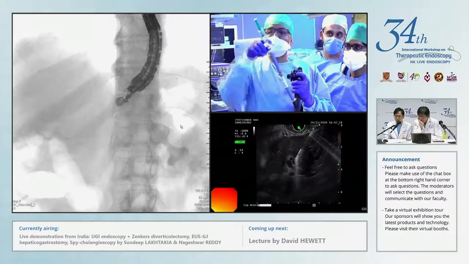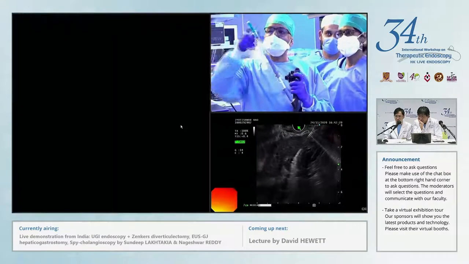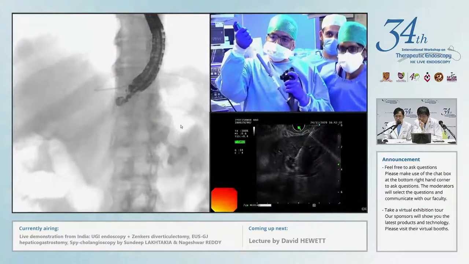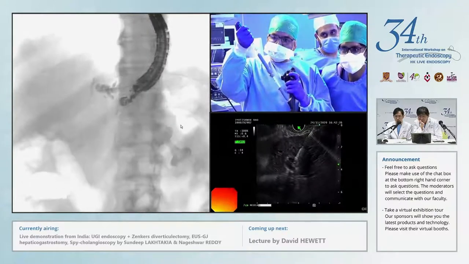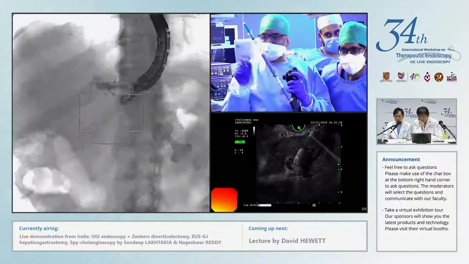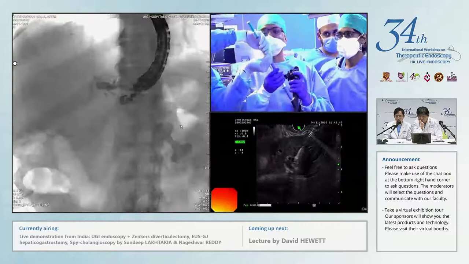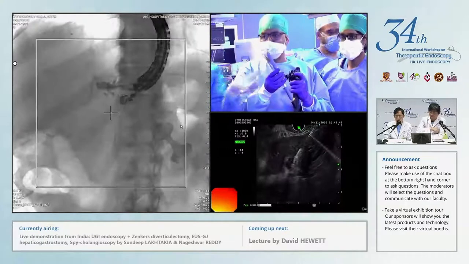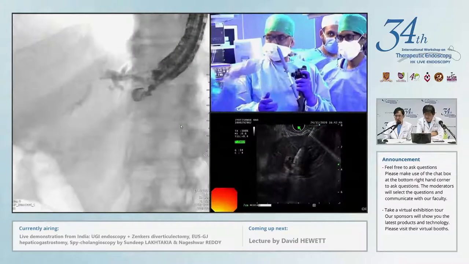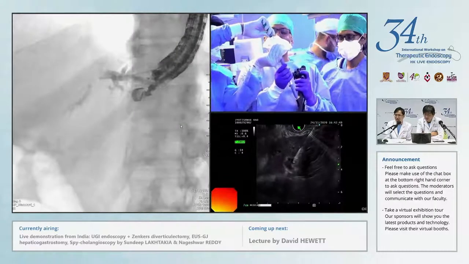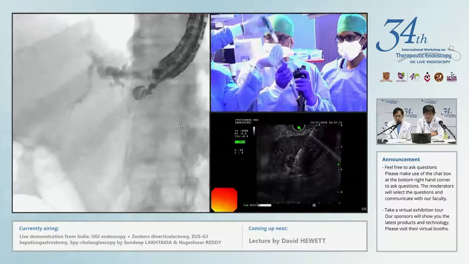Madhu, can you come please? After the puncture, we inject a small amount of contrast. Okay, guide wire please. A little saline to be pushed and then pass the guide wire. What kind of guide wire are you going to use? I'm using an angled Terumo.